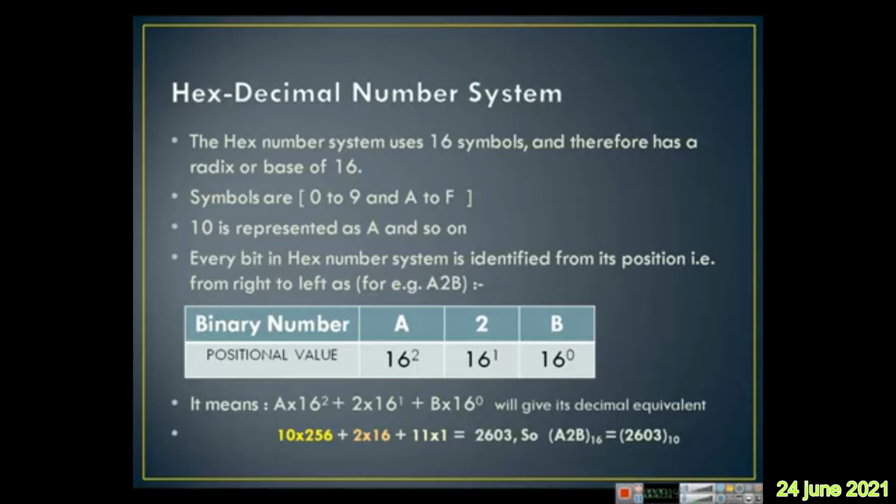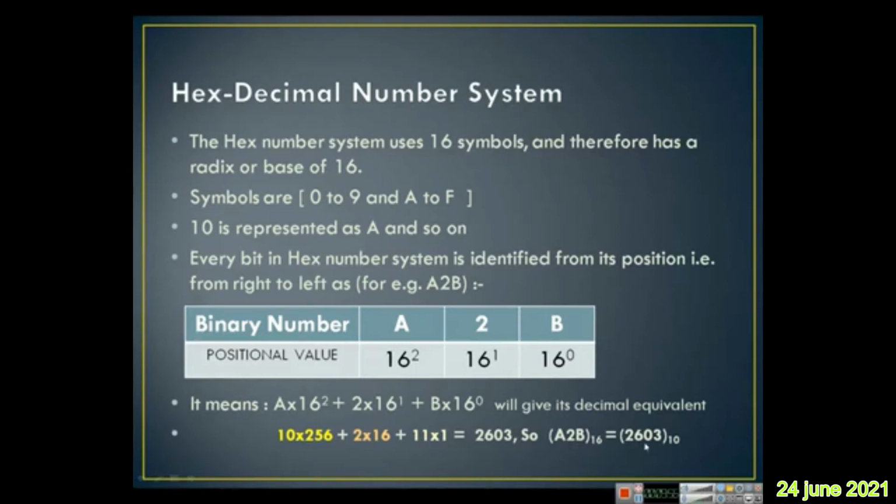Every bit in the hexadecimal number system is identified once again by its position from right to left. Suppose a number in hexadecimal is given as A2B. So the positions are 16 raised to 0, 16 raised to 1, 16 raised to 2. It means A into 16 squared plus 2 into 16 raised to 1 plus B into 16 raised to 0. How is the decimal equivalent computed? A means 10, so 10 into 256, 2 into 16, and B means 11, so 11 into 1. Altogether, if you add, it will give the value 2603. That's how I can read A2B of hexadecimal as 2603 of decimal.